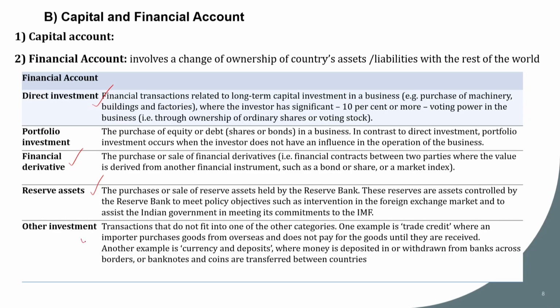The last component is other investment, and these are transactions that do not fit into one of the other categories. For example, trade credit, when an importer purchases goods from overseas and doesn't pay for the goods until they are received. Another example is currency and deposits, where money is deposited in or withdrawn from banks across borders, or bank notes or coins are transferred between countries.